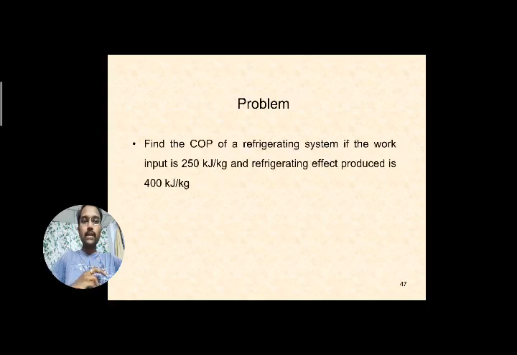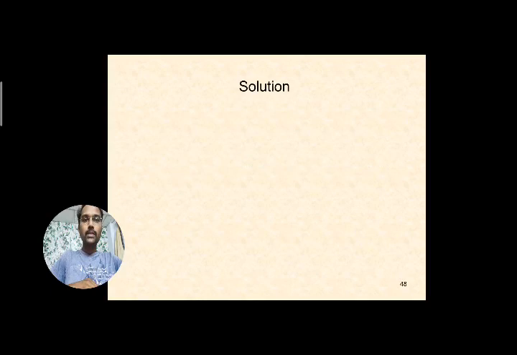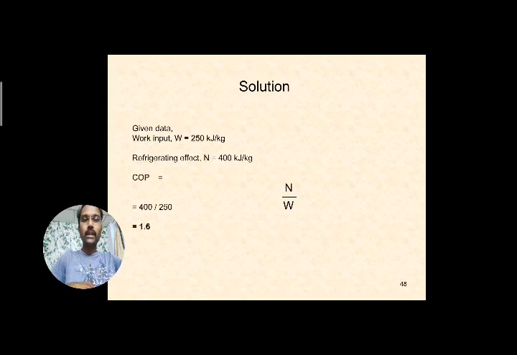Okay, right. We'll see a simple problem. Find the COP of a refrigerating system if the work input is 250 kilojoules per kg and the refrigerating effect produced is 400 kilojoules per kg. So the output is the refrigerating effect, and the input is the work input, 250 kilojoules per kg. It is very simple to find the COP. You know the formula, N by W. Refrigerating effect is 400, work input is 250. The final answer is COP equal to 1.6.